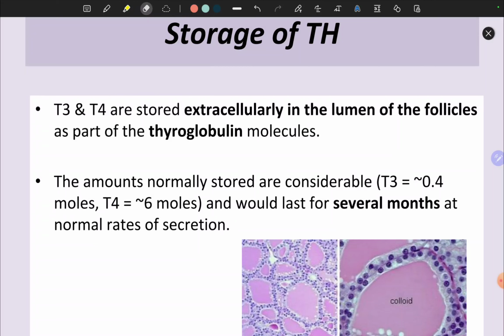The thyroid hormone that is stored inside the follicles, inside the thyroid gland, is sufficient for about 2 to 3 months.